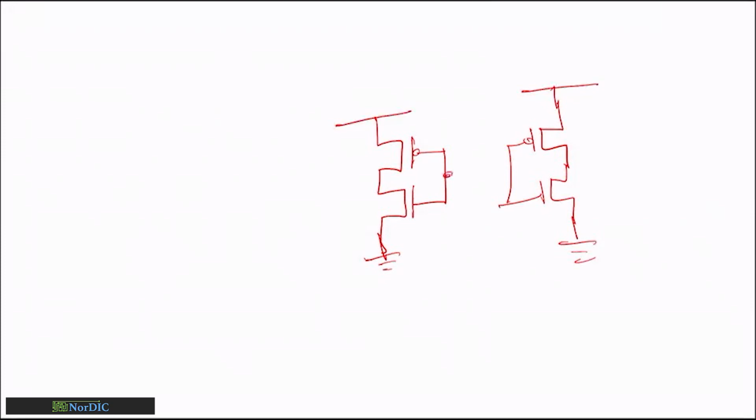So the output of this guy, let me just do this with a different color. The input of this inverter will be connected to the output of the other inverter. Let's see if that makes sense, right? Input of one inverter is connected to the output of the other one. And next, the input of the other inverter will be connected to the output of this inverter. So I hope that makes sense.